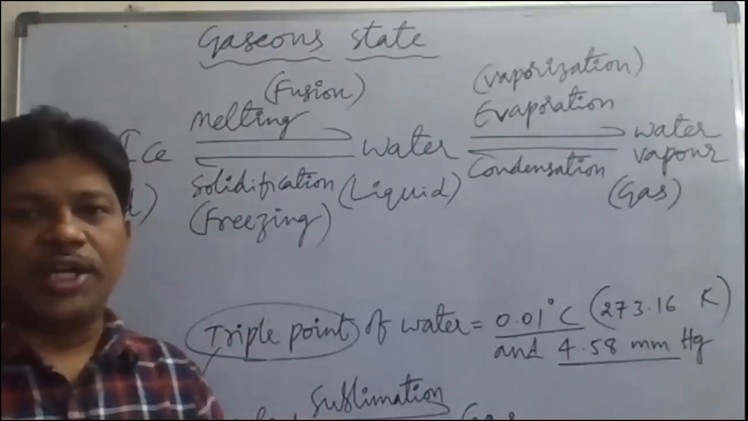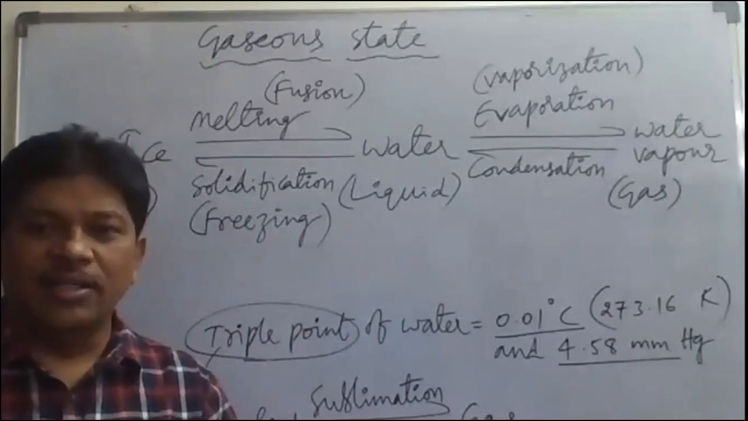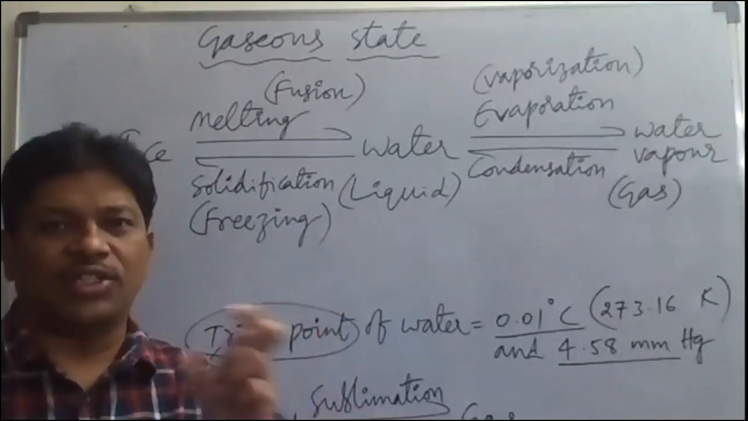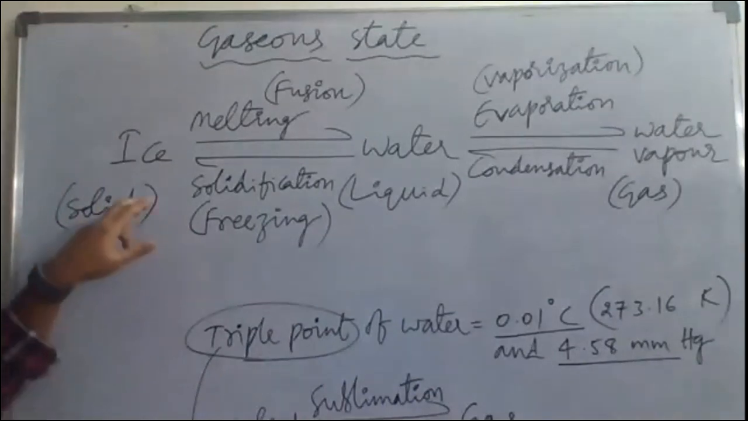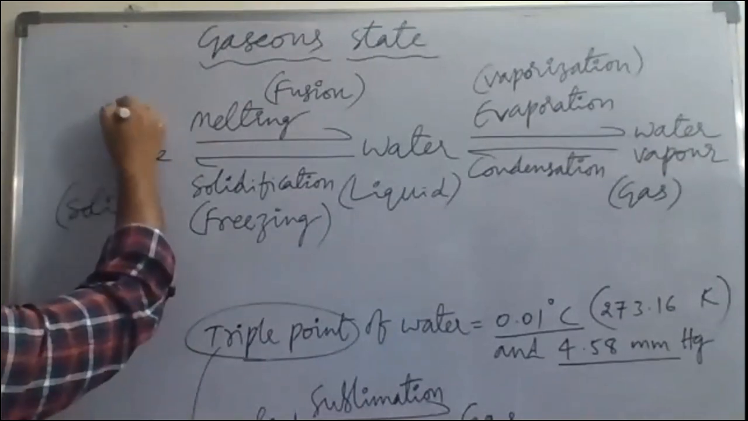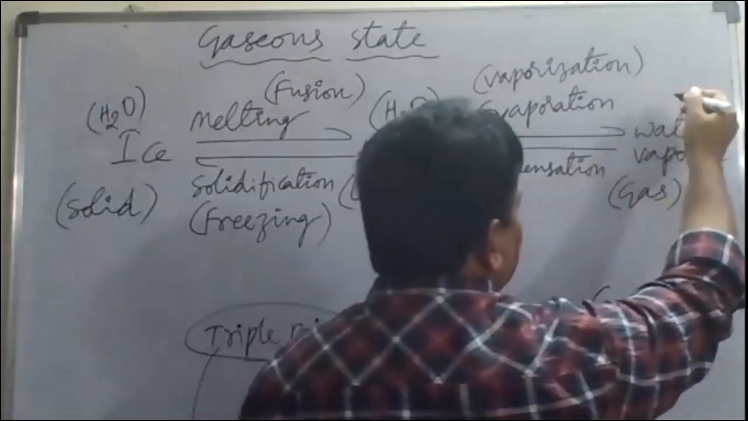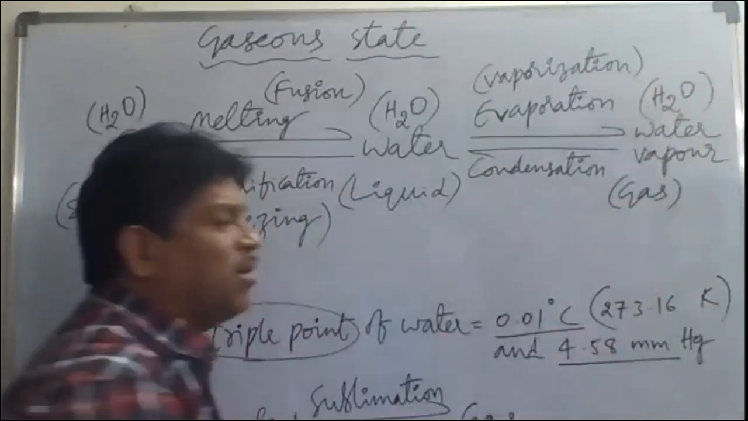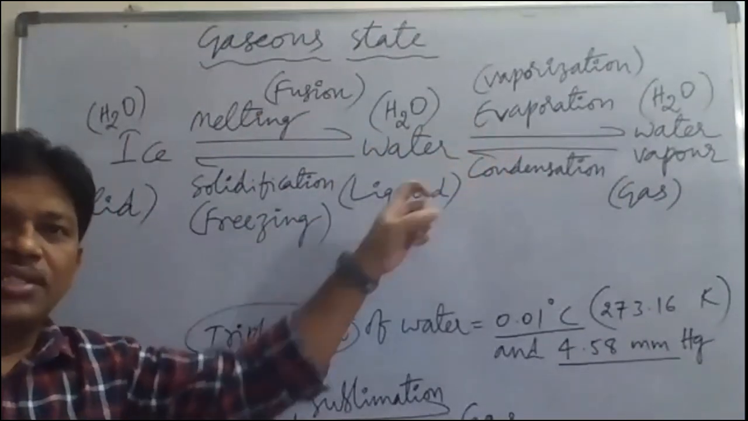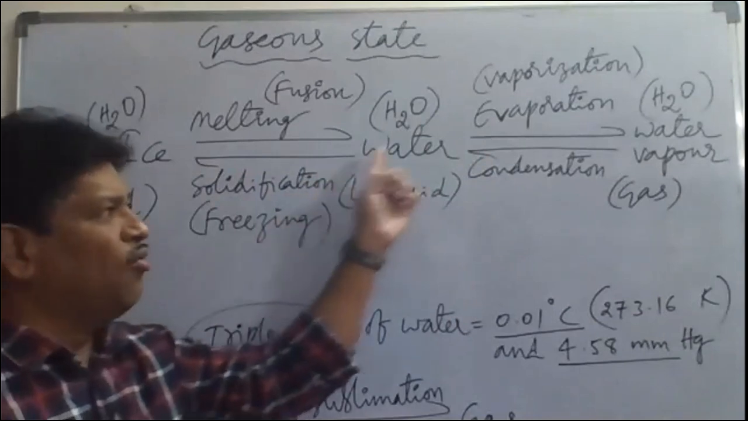Now, one state of matter can be converted into another state of matter. This is called interconversion of matter. If you take H2O, it will exist in three states. In ice, molecules are H2O. In water, H2O. In water vapor also, H2O. The chemical composition is the same, but the physical state is changing, from ice to water, water to water vapor.